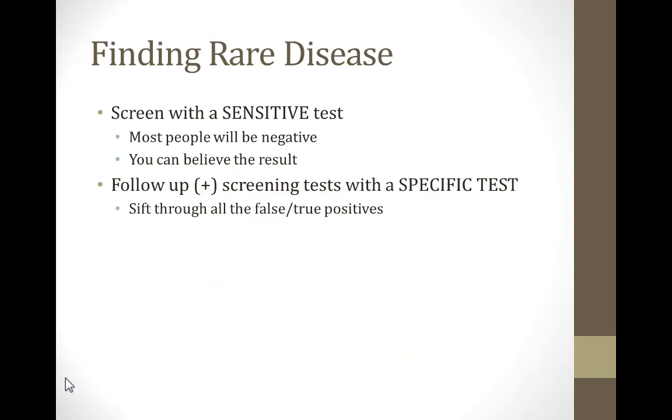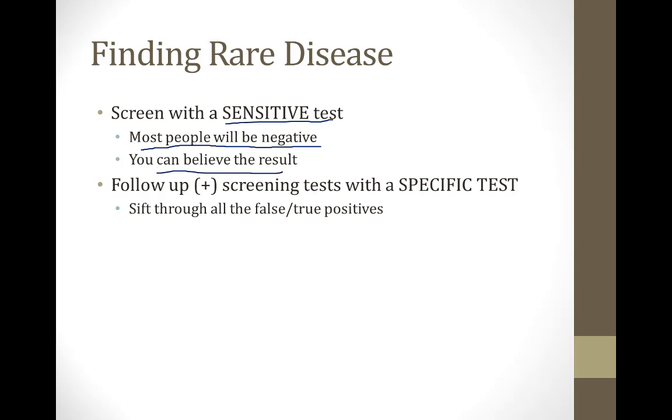So let's suppose you want to find a rare disease among a big population. Let's suppose there's a new disorder called rare OMA out there, and it's highly deadly, but if you catch it early enough, you can treat it. Well, most of the patients you're going to test for rare OMA are going to be negative. It's a very rare disease. So you want to screen with a sensitive test so that you can believe the result. Remember, the majority of the population will have a negative result because it's a rare disease. You want to be able to believe that test result, and that's why a sensitive test is the one to use.